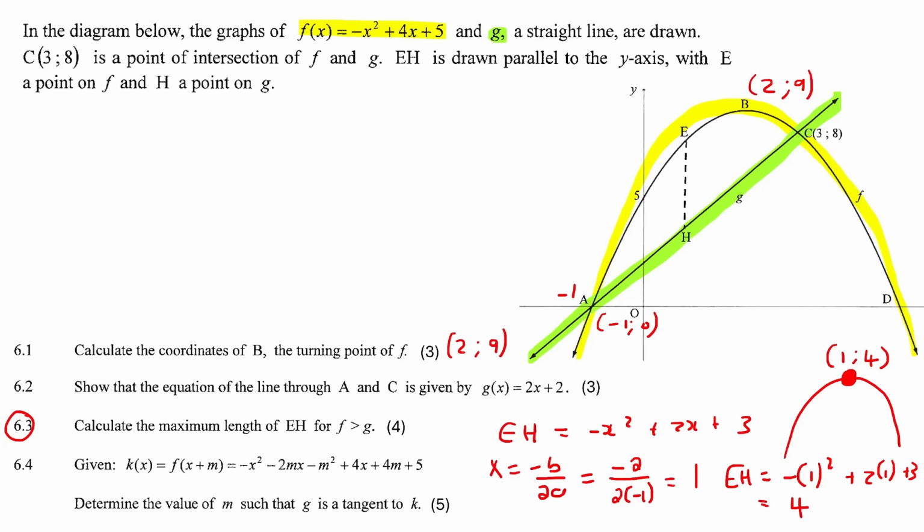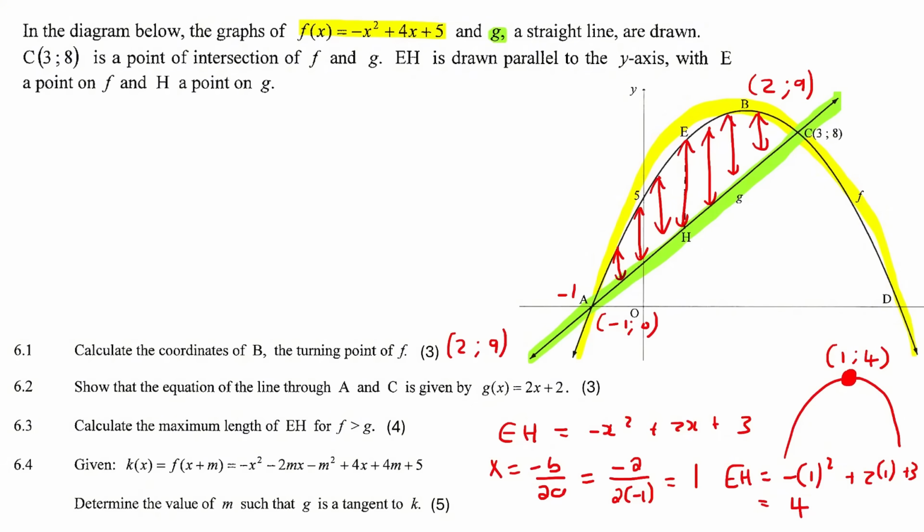And for those of you that just want a little bit of a deeper understanding about why we have a maximum length, well, if you look at this area between the two graphs, can you see that area there? If you look at that area there, that's quite a small length. And it gets a little bit bigger, then it gets a little bit bigger, then it's really big over there, and then it starts getting a little bit smaller again.